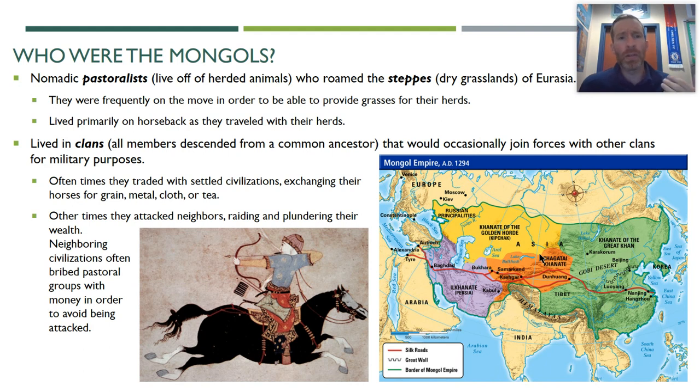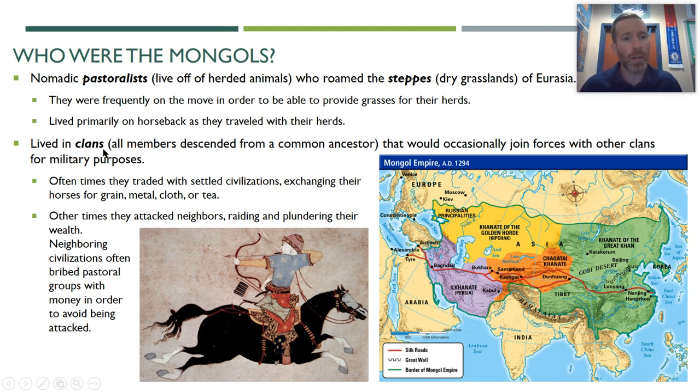But the key thing is they're living off what their herded animals produce, meaning those animals need grasslands to feed off of, so they're going to follow their animals. So they're going to be nomadic people moving around constantly. To help them move around constantly, they're going to be on horseback primarily. So the Mongols, though, prior to a guy named Genghis Khan, who we'll talk about in a minute, it's a term that loosely describes all these different groups of people.